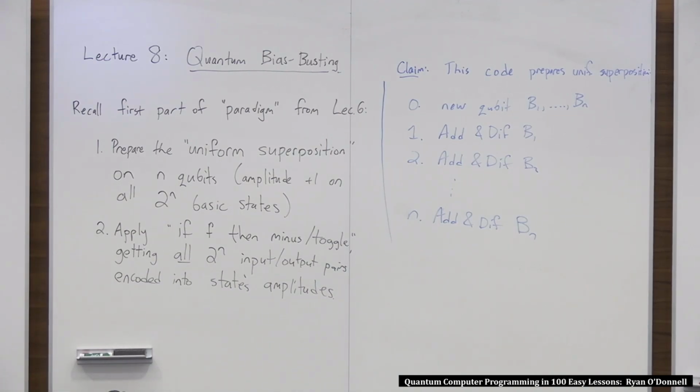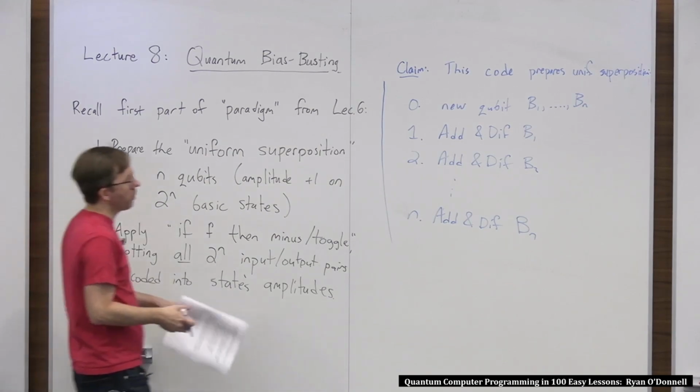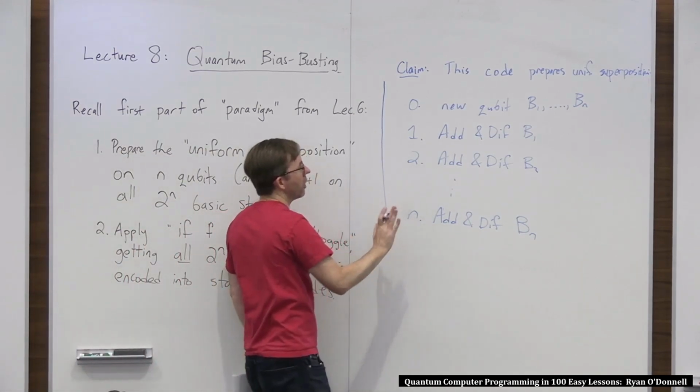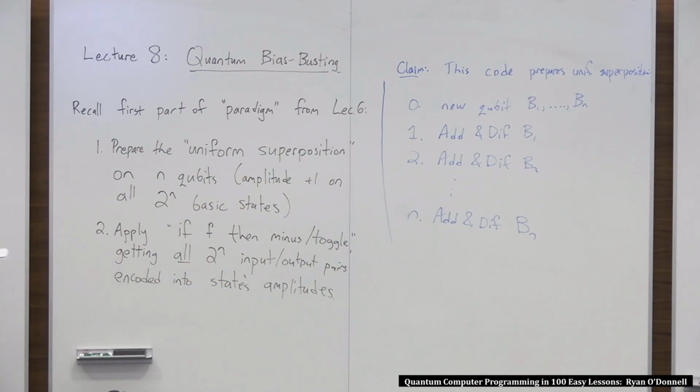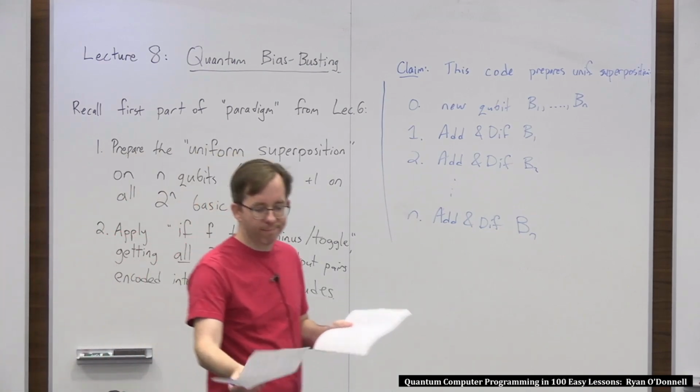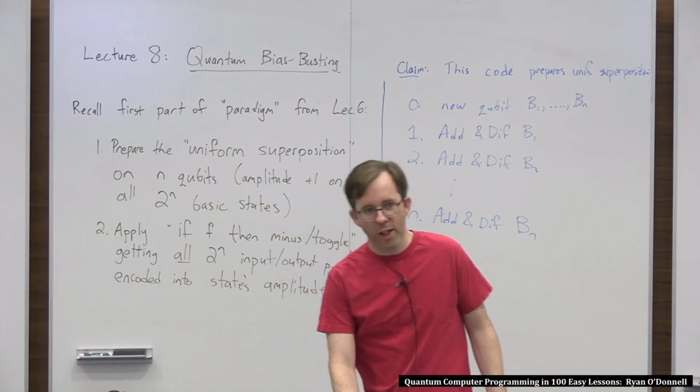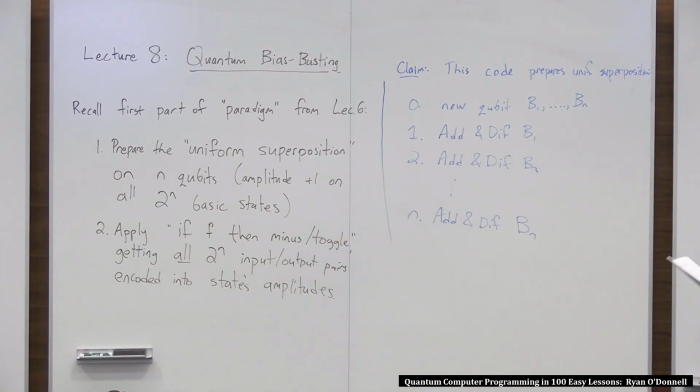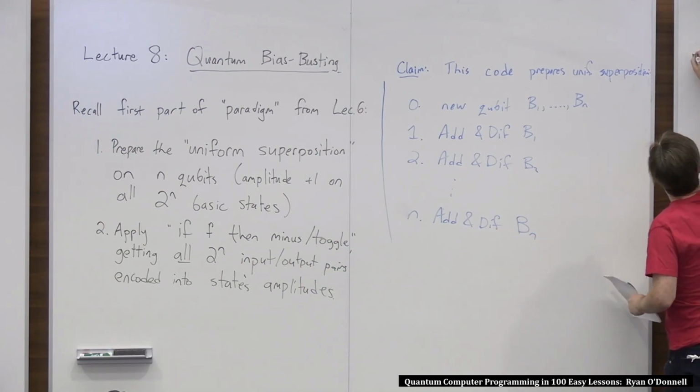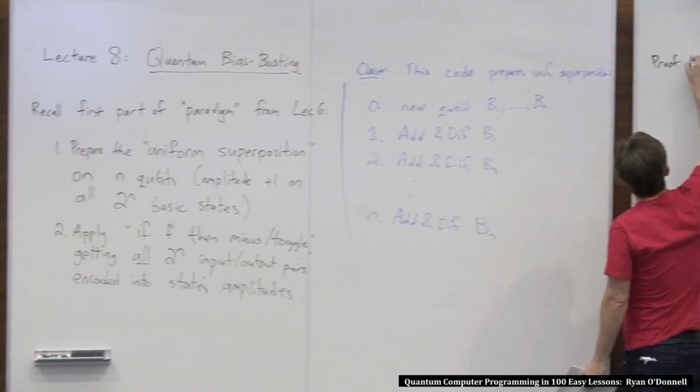But hopefully you can just take each of your photons or whatever and do some little operation on each of them, and you've accomplished this quantum code. Okay, so I claim that this code indeed prepares the uniform superposition. We'll just do a proof by example, and you will agree with me, I hope, at the end.